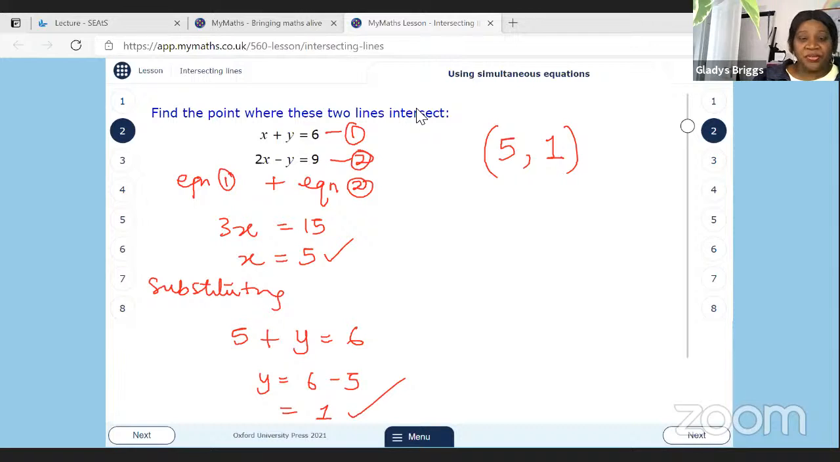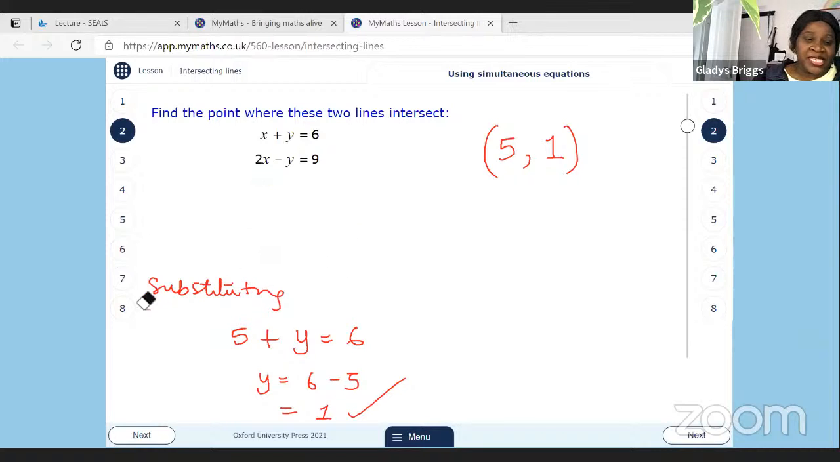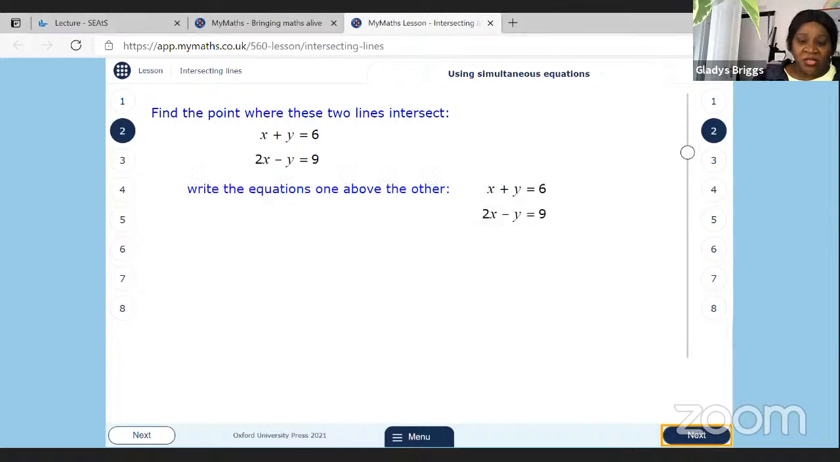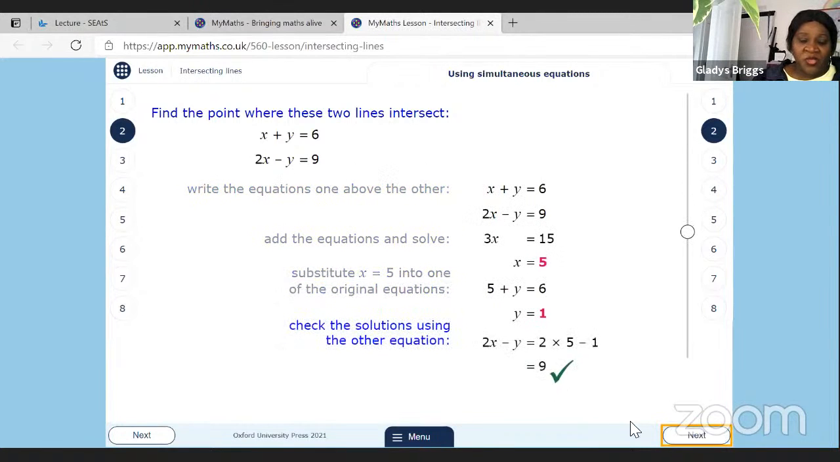Okay, have you finished? So that's how we do it. Basically, you're finding the point of intersection of those two lines by just using simultaneous equations. You're using the algebraic method, which is simultaneous equations. So we got them. The lines intersect at 5, 1, which is what we did.